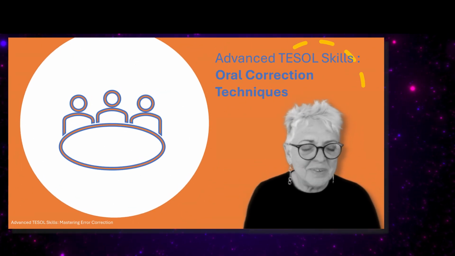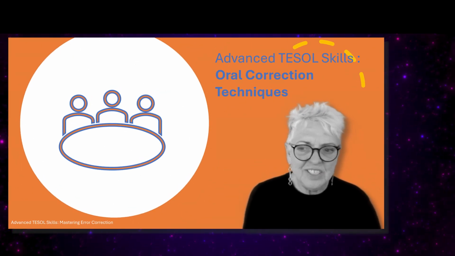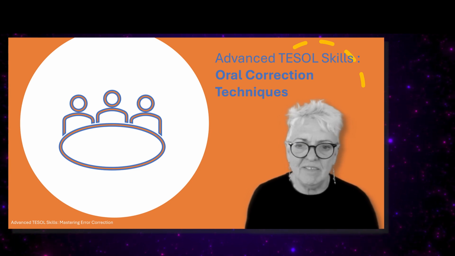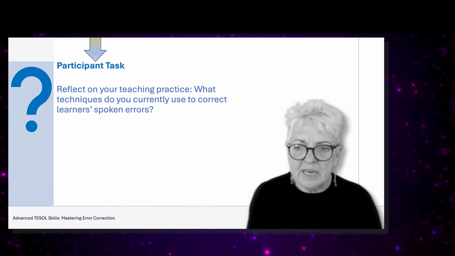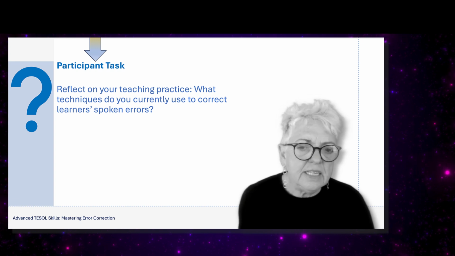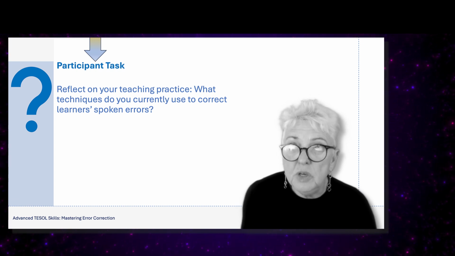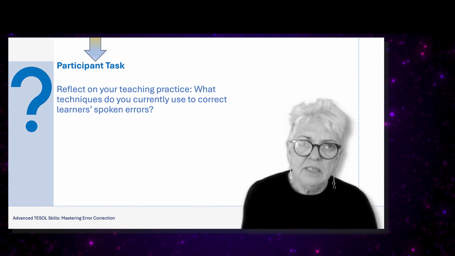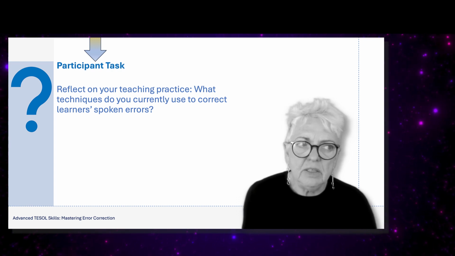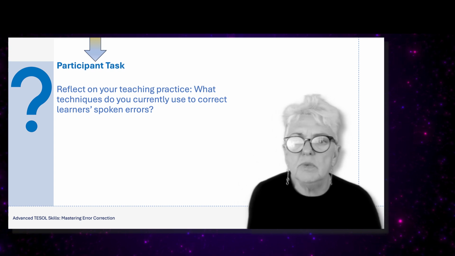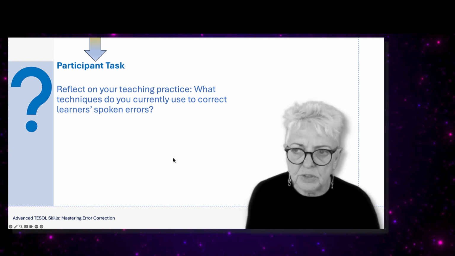Okay, in this segment we're going to look at the techniques you can use to help a student identify the error. And let's have a look. Okay, before we start, can you reflect on your own teaching practice? What techniques do you usually use to correct your students' spoken errors? So apart from repeating the correct version, what else do you do? So break it down in your mind. What things do you do to correct your students?